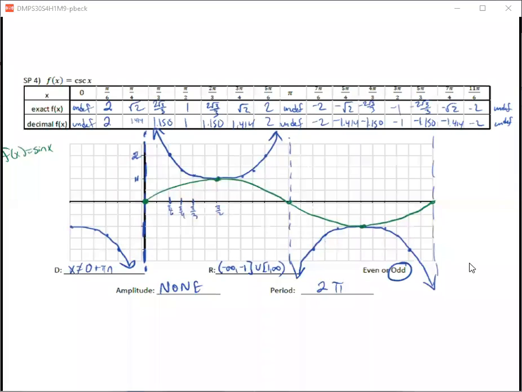Hello, pre-calc students. This is Mr. Beck. Today we're going to be talking about the graphs of secant and cosecant. The way that we're going to look at the graphs of secant and cosecant is we're going to look at the graphs of sine and cosine.